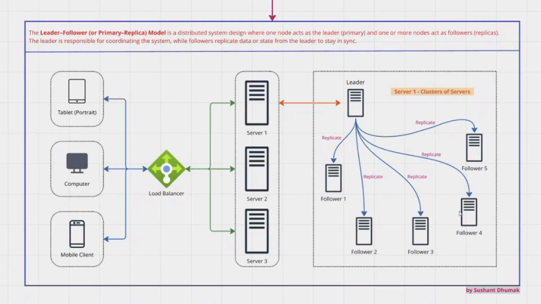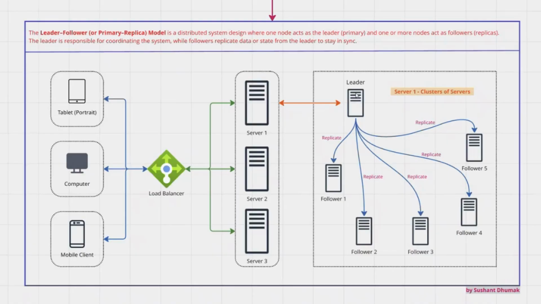So it will just keep on replicating the data that is available with the leader and the state of the leader. So let's again understand how exactly it works. Whenever a client sends a request, it goes to the load balancer, then to a server, and server 1 is a cluster of servers, and the request definitely goes to the leader first.